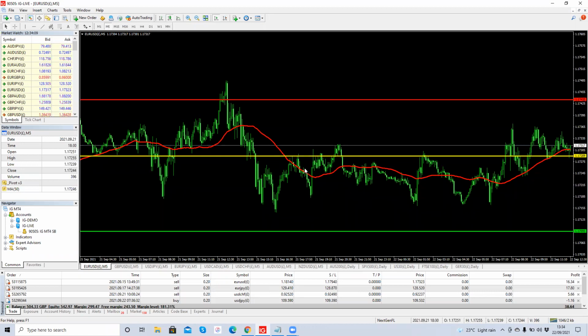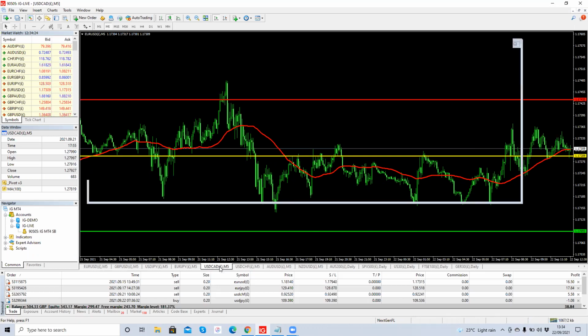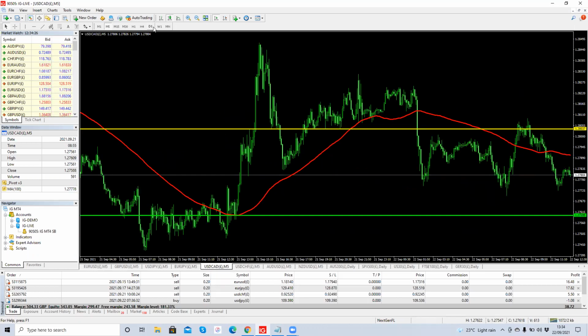So looking at the 5-minute time frame, you can see the market is trending sideways. Again, that's not surprising in view of the US interest rate decision due out later on the day. So like I said, I'm not going to place any pending orders. I'm just going to leave the market alone. So I'll come to the dollar-Canadian dollar.